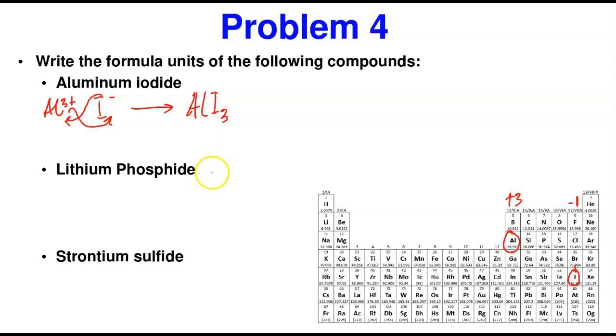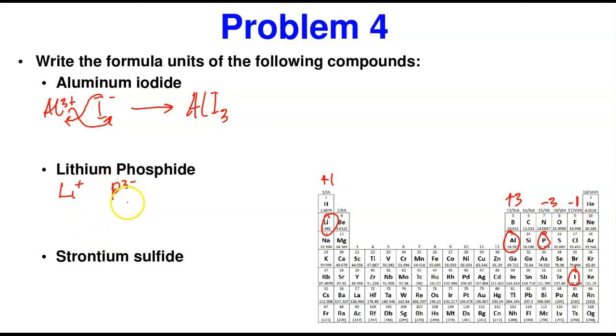So, in this one now, remember, lithium is in group 1. Let's look at it. Remember, this is group 1. This is lithium, is +1. And then phosphorus is in group 5. Let's look at it. It's in group 5, so this is going to be -3, and so this is P3-.